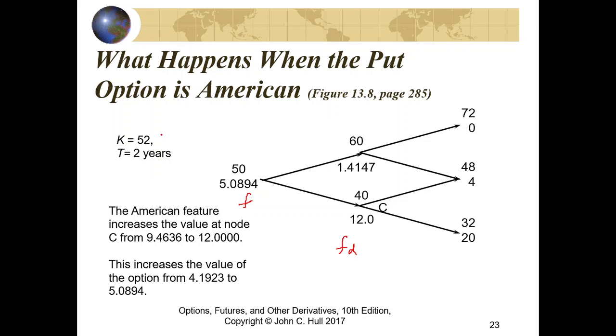So our f now will be f is equal to 0.6282 times 1.4147 plus 0.3718 times 12 times e to the power of minus 0.05 times 1 will give us now the price of the put option. Now, what happened when we assume the put option is American? The value of the option increased from 4.19 for a European to 5.89 for the American, which is expected because we expect the price of an American option to be higher than the price of the European.